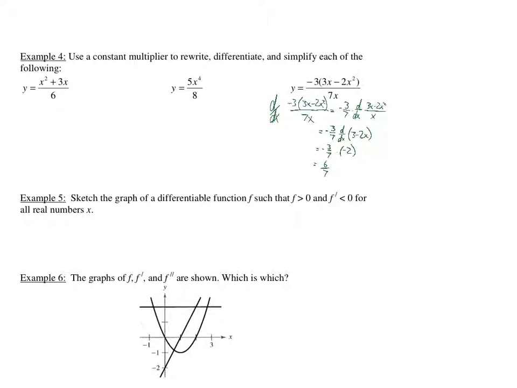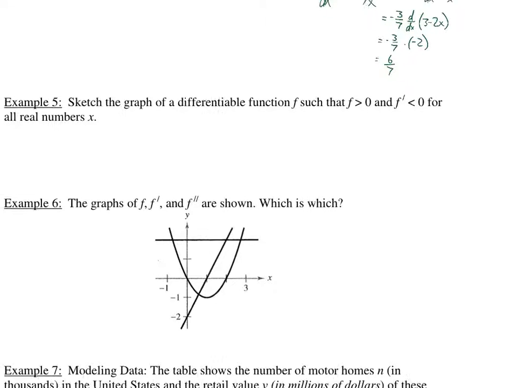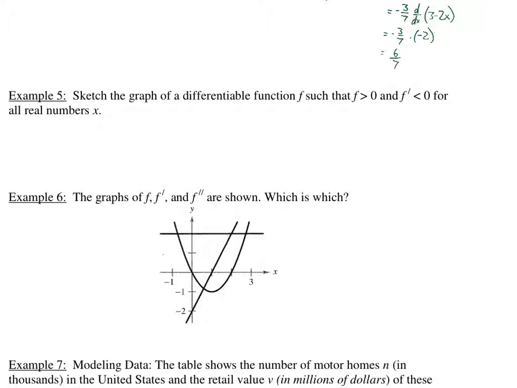Let's talk about things like 5 and 6, looking at graphs of functions. If I want a function where f is greater than 0 but f prime is less than 0 for all real numbers, let's pick out what this exactly means. What does it mean if f is greater than 0 for all real numbers?